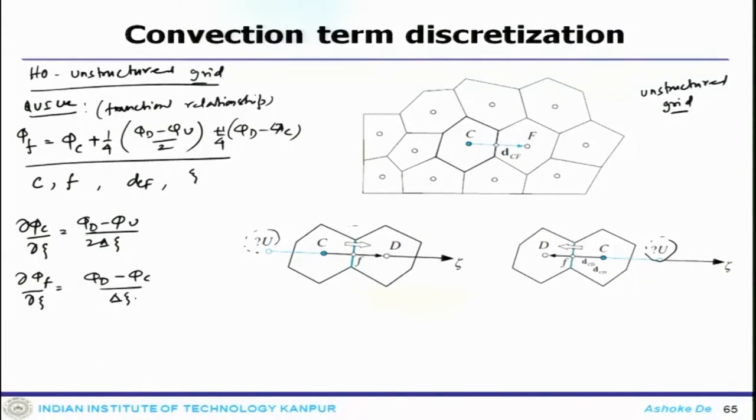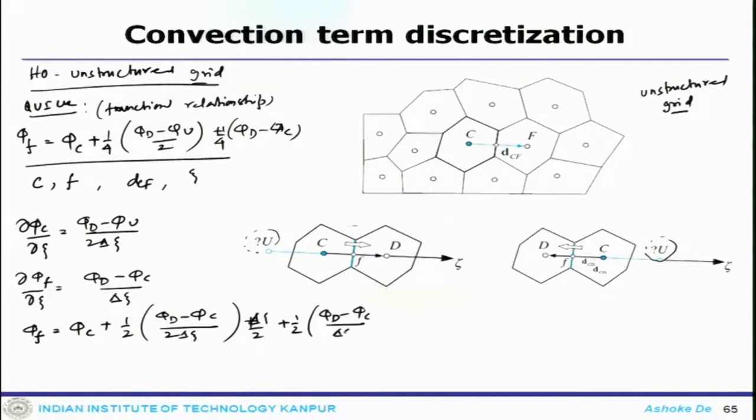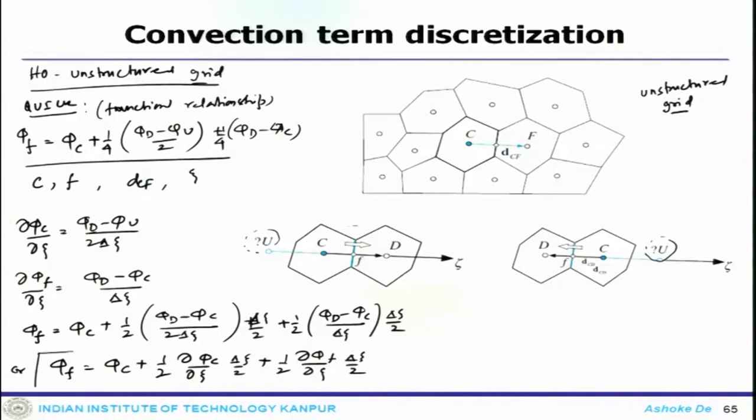Now, phi f can be represented as phi c plus half of phi d minus phi c divided by 2 delta xi times delta xi by 2 plus half of phi d minus phi c divided by delta xi multiplied by delta xi by 2, or one can write phi f equals phi c plus half del phi c by del xi by 2 plus half del phi f by del xi by 2. So, one can get this. Now you have this vector DCF between C and F.